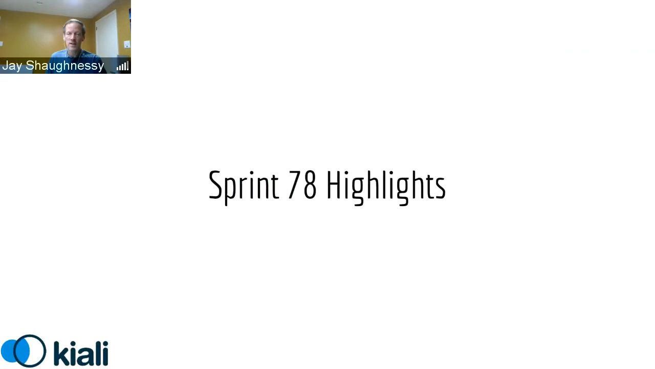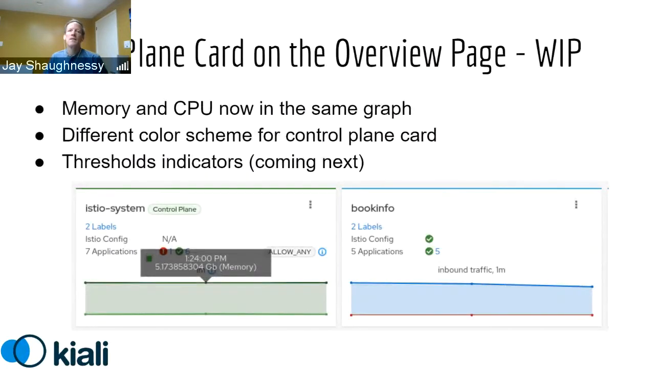And let's get right into the highlights for the sprint. This is something that Leandro's been working on. Leandro couldn't make it today, so I'll just talk through it a little bit. But we are working on being able to reflect in a much more robust way control plane status on the overview page. So if you're familiar with the overview page in Kiali, it's basically got a card view typically for every namespace that's being managed. And now we've got one that's labeled as the control plane, and it's going to show you a very quick summary of what's happening with Istio itself.